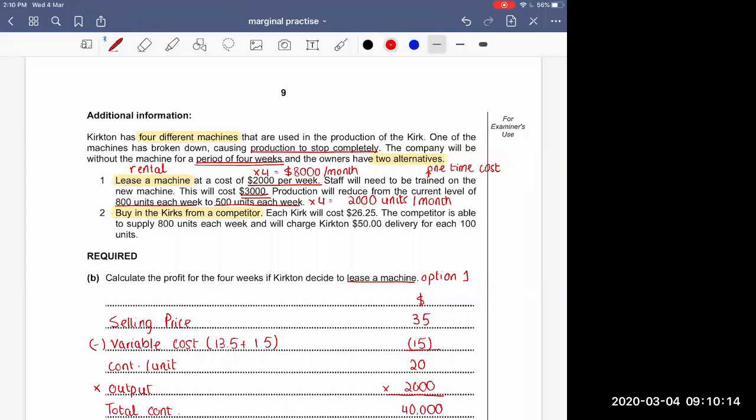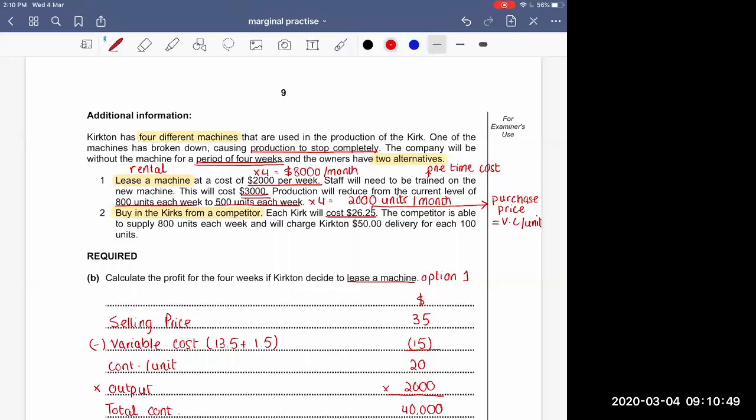Each crick will cost 26.25. Now, remember, whenever we are purchasing units from an outside supplier, we are not required to pay for any production-related variable cost, because we are not producing ourselves. But we still have to pay fixed production cost, irrespective of whether we produce any output or not. We don't have to pay for any variable production cost.